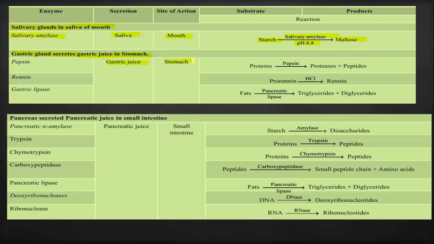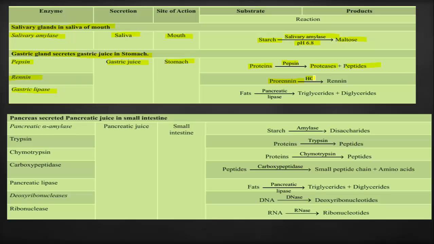Then the gastric glands, which are present in the stomach, secrete gastric juice, and the location of the gastric glands is the stomach. The enzymes present are pepsin, secreted as pepsinogen, the inactive form, renin as prorenin, the inactive form, and another is gastric lipase. The conversion of pepsinogen into pepsin and prorenin into renin is carried out by HCl. The proteins in the presence of pepsin are broken into proteoses and peptides.